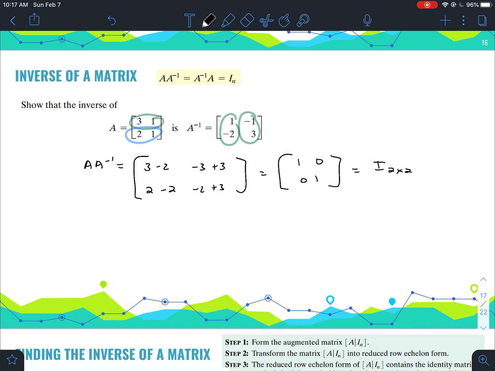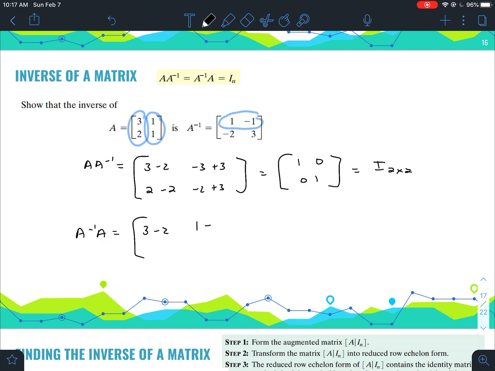But again, for a matrix and another matrix to be inverses, you have to be able to multiply them both ways. So the inverse of A times A also has to be the identity matrix. So let's multiply it the other way. So we're going to take the rows of the inverse times the columns of matrix A. So 1 times 3 is 3, negative 1 times 2 is negative 2. And then do the same thing with the second column.